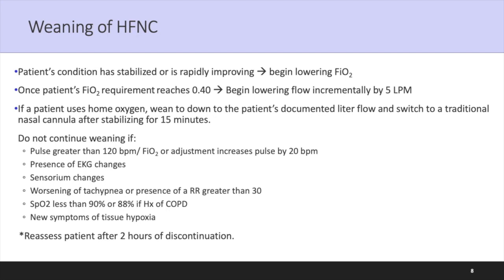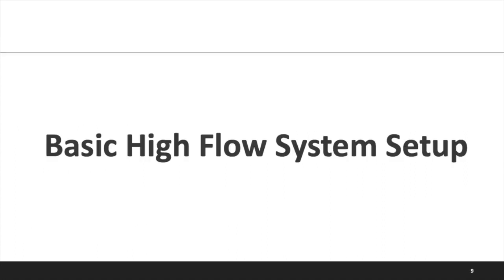Do not continue weaning the patient, so dropping the flow or the FiO2, if their pulse is labile, or there's presence of EKG changes. They start getting more and more confused. Their tachypnea gets worse, or they currently have a high respiratory rate. And then again, just monitor your SATs. Then we're going to reassess our patient 2 hours after we discontinue our high flow, just to make sure they're doing okay on our low flow oxygen systems.